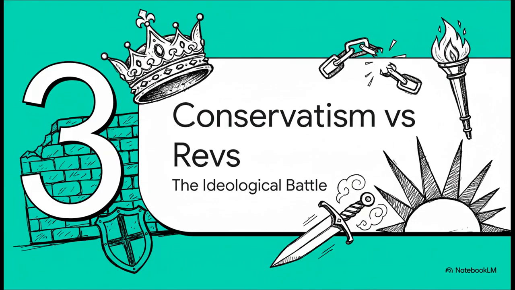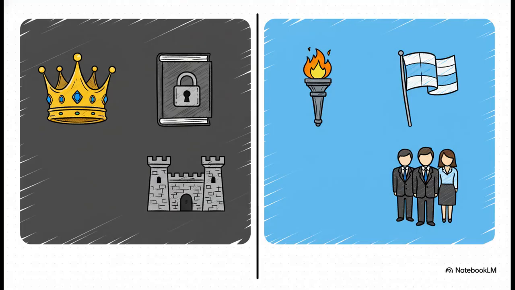Okay, so what happened after Napoleon was defeated in 1815? Well, Europe didn't just go back to the way it was. Instead, a huge ideological battle began. It was a clash between two completely opposite forces, the old order, known as the conservatives, and the new thinkers, the revolutionaries. Let's break this down.